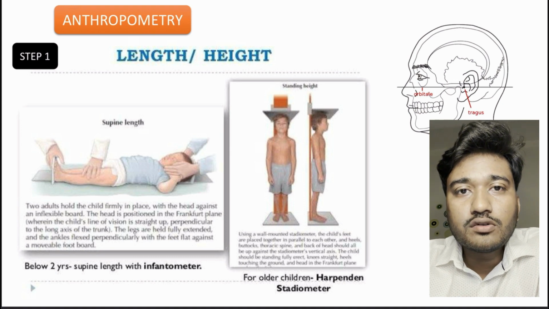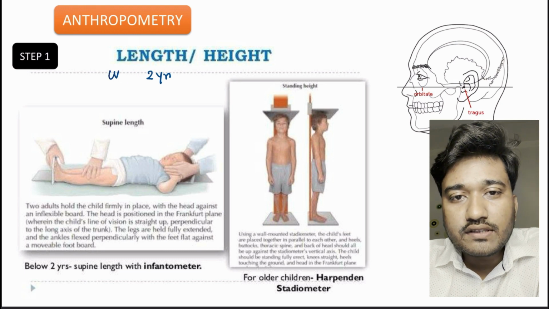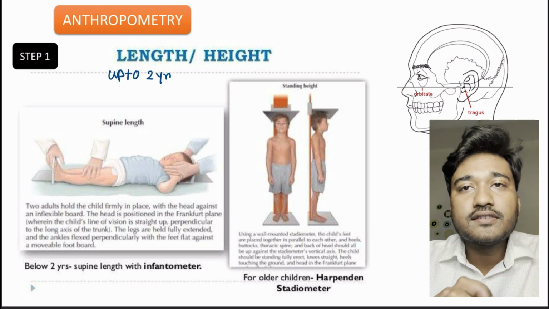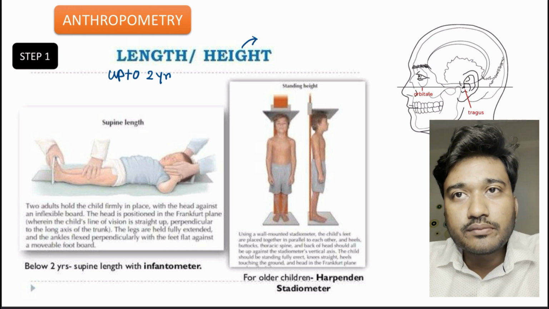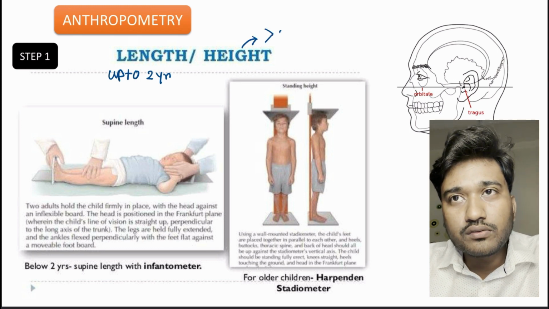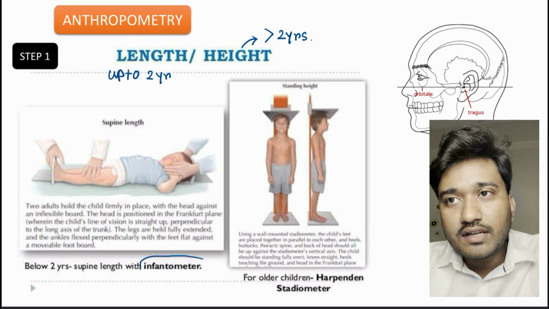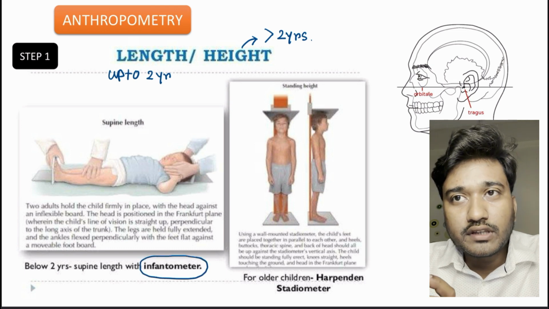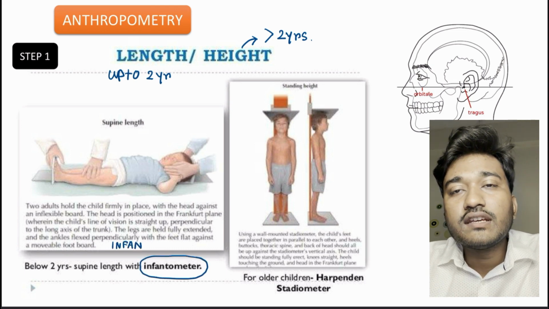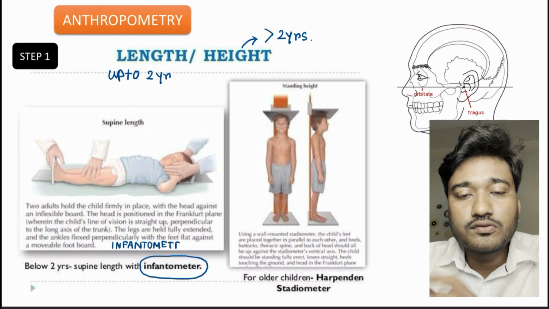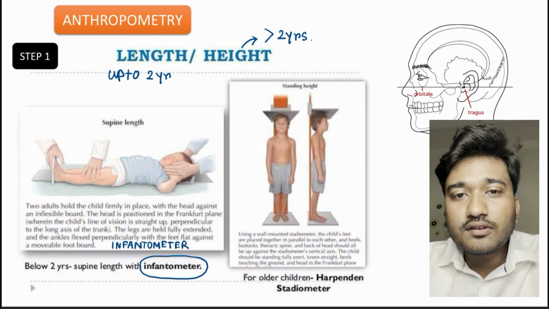So we need to do anthropometry for the child, and in step 1 we should measure the length or the height of the child. The length is measured up to 2 years of age and the height is measured after 2 years of age. Up to 2 years of age, we measure the length by infantometer, and height measurement is done by stadiometer, with the child standing. In infantometer, at least 2 persons should be there to measure the length of the child.